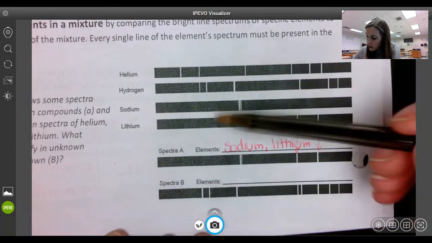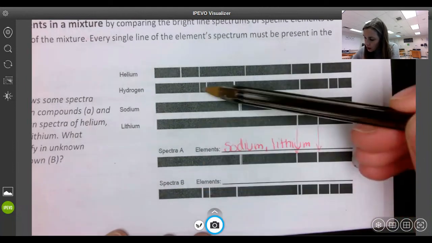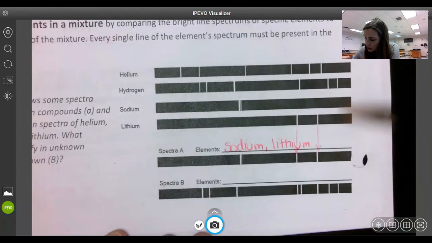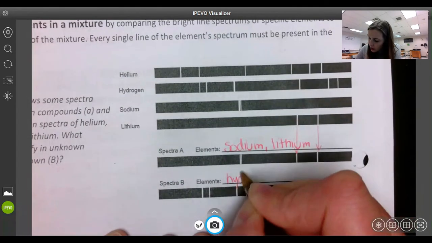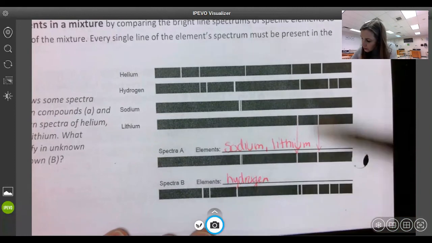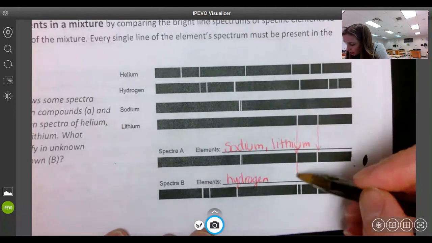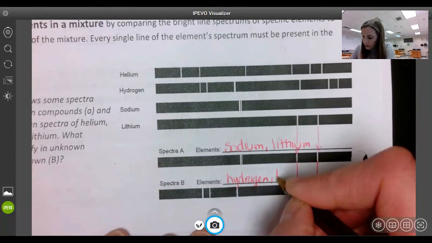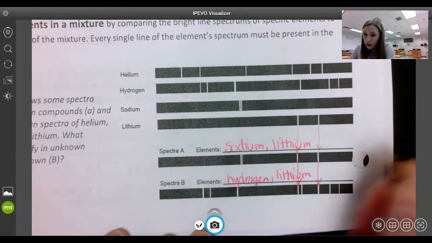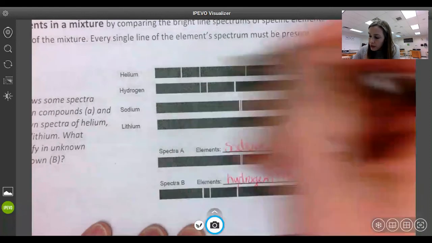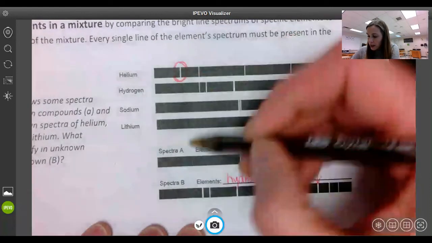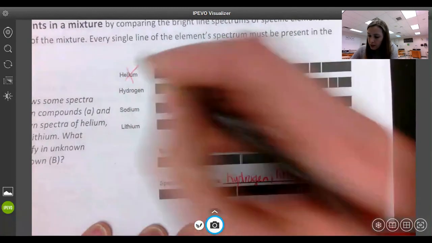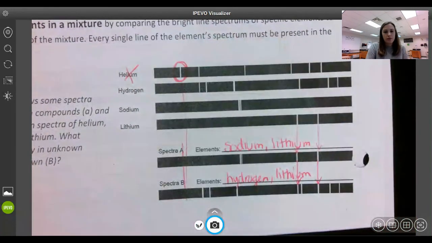If I look at B here, I will see that hydrogen, okay, these two lines, and every single line of that element has to be in the mixture, is there. So this would have hydrogen. And it looks like based on those two lines that I also have the two lines that were in lithium. So that also has lithium. Okay, with helium, this line here is not in either of them. If you look down here, that means helium isn't in either of those mixtures.